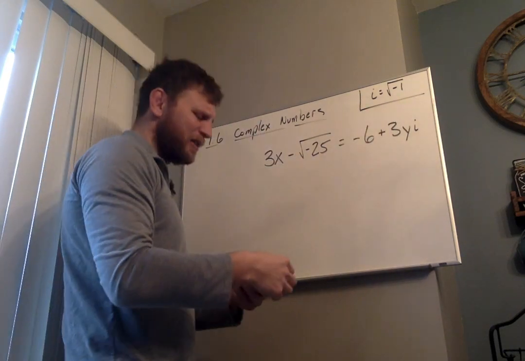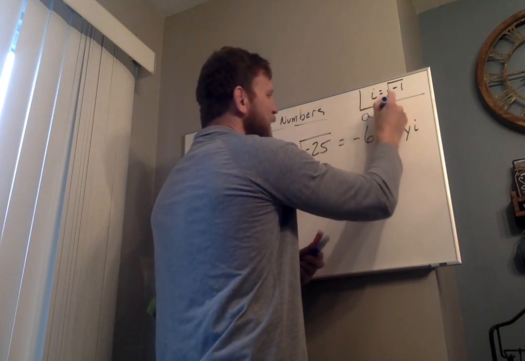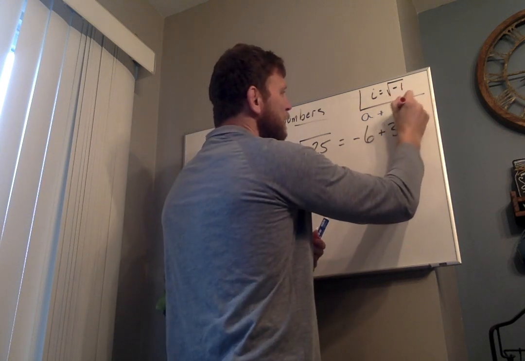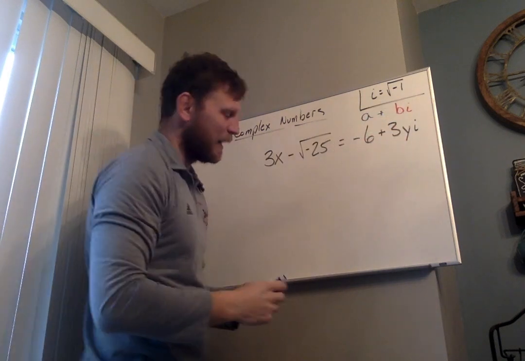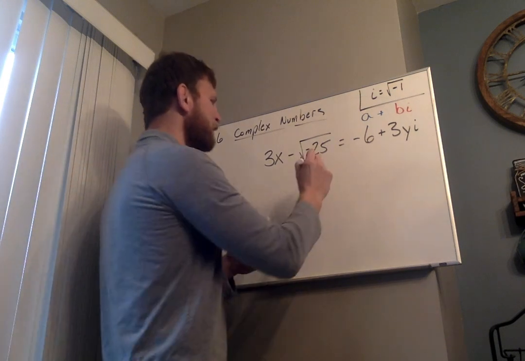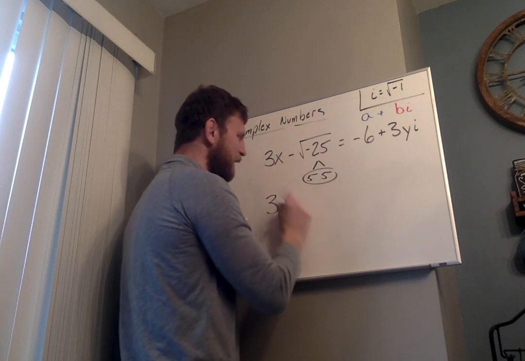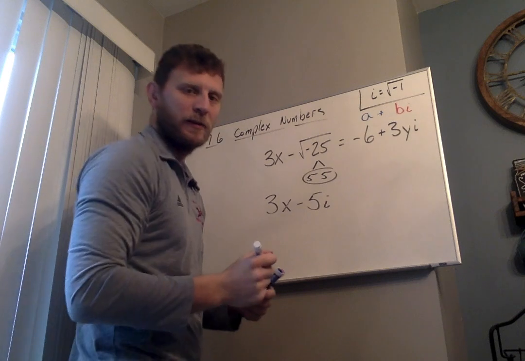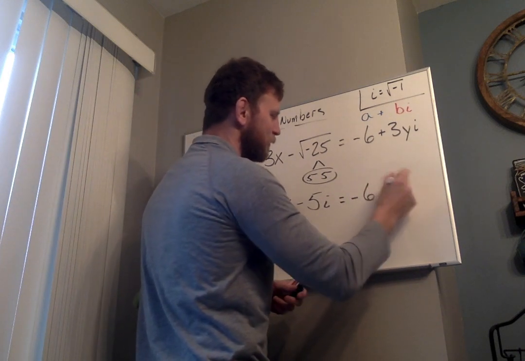Now, each side needs to look like A plus Bi. This side looks like A plus Bi, but this side does not because of that square root. So let's break down that square root. Well, that's going to be just 5i. So this is going to be 3x minus 5i equals negative 6 plus 3yi.